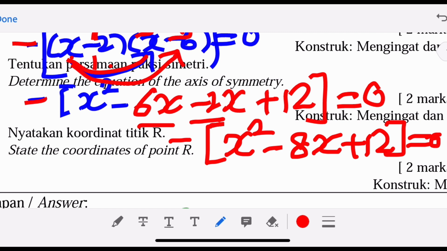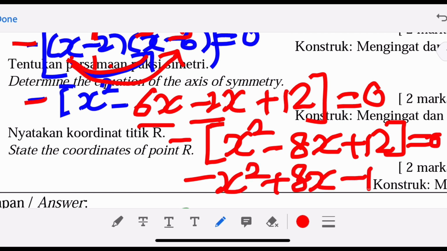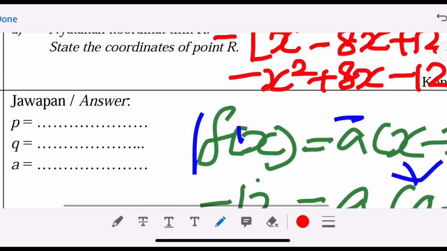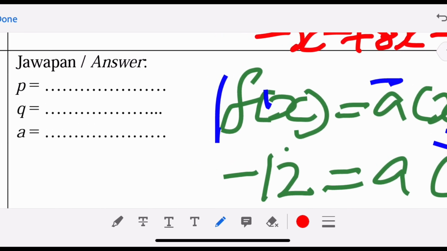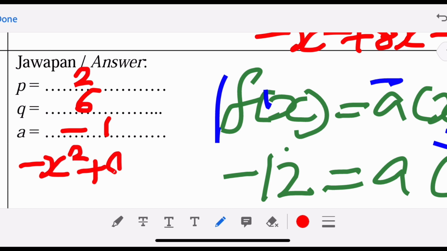If you didn't simplify to the simplest form, you leave your answer halfway, they will deduct your marks. Your answer must be like this. Equal to 0 must be there. Some people never write equal to 0, so you will lose marks. Understand? So the answer is: p is 2, q is 6, a is -1, and the equation is -x squared plus 8x minus 12 equals 0, right?